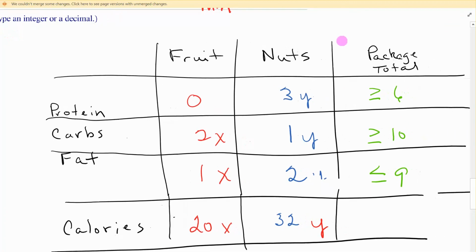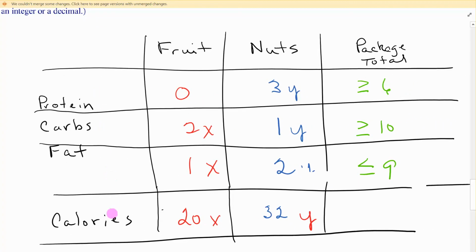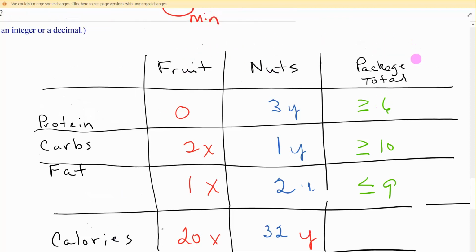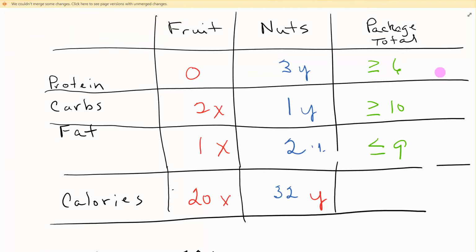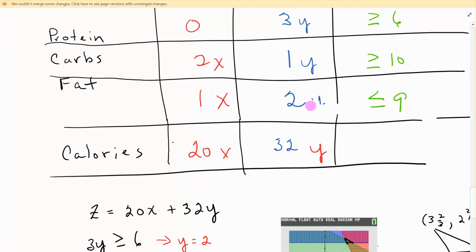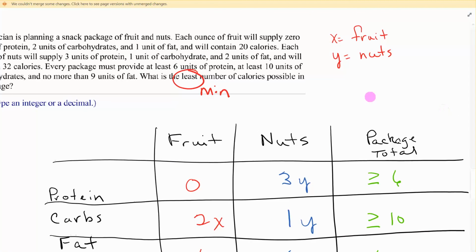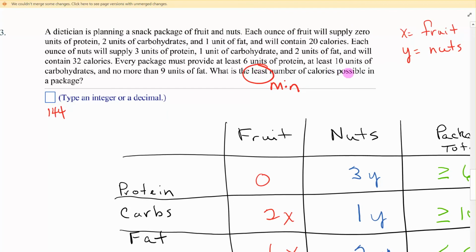So right here in this chart, I've got protein, carbs, fat, calories down this way, fruits, nuts separately, and then if you package them together. We do get some other information. Every package must have at least 6 protein, at least 10 units carbs, and no more than 9 units of fat. So these two together greater than or equal to 6, these two greater than or equal to 10, and these two less than or equal to 9. Calories are 20x plus 32y. And the question asks, what is the least number of calories possible in a package?